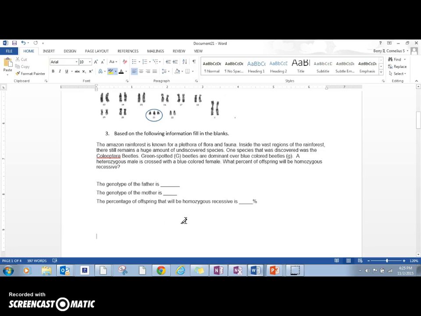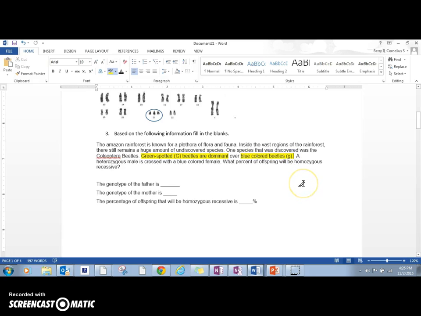Okay, so what we're going to do, I'm going to read back through it, and then I'm going to highlight. So what it should look like is this. The Amazon rainforest is known for a plethora of fauna. Okay, so this is just background information from here all the way to here. What we're going to do is highlight starting here with the important information. Green-spotted dominant G beetles are dominant over blue-colored beetles. So I'm going to highlight this, and then I'm going to highlight this part right here.